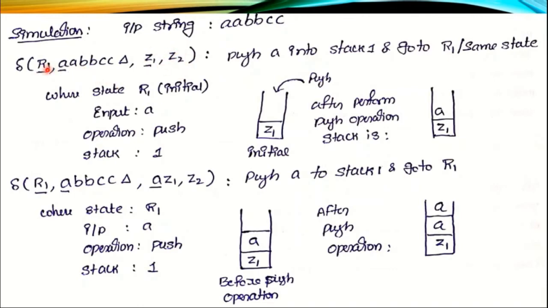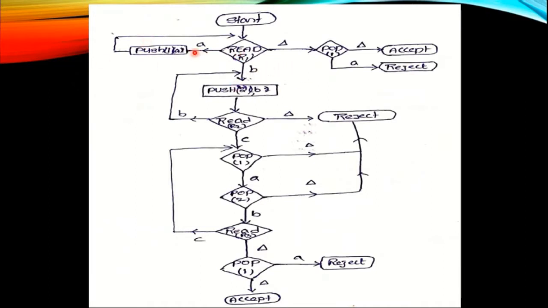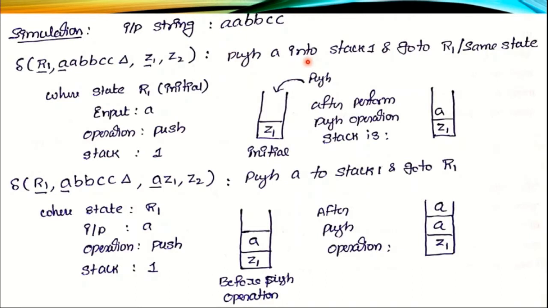Now from R1, when reading A as input, we perform the push operation into stack 1 and then go to the same state. Same thing here: push A into stack 1 and go to the same state R1. So what is the state? R1, that is the initial state. What is the input symbol? A, and which operation will be performed? The push operation, on stack 1.